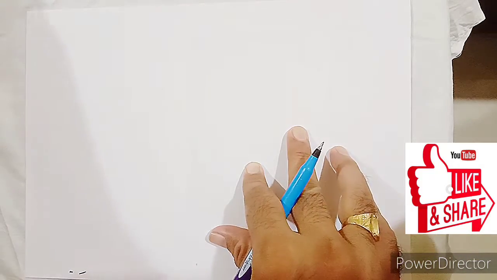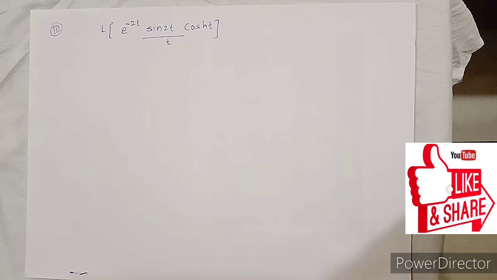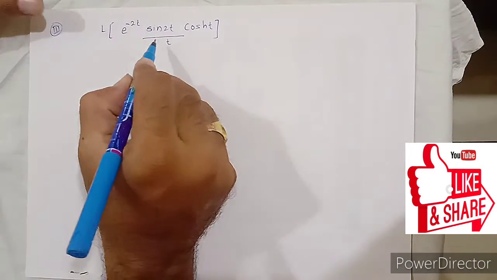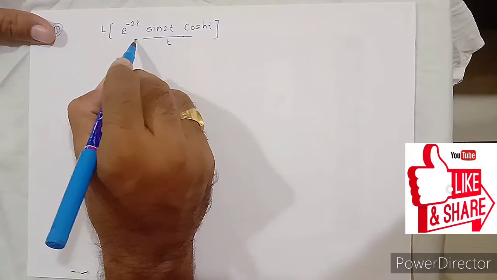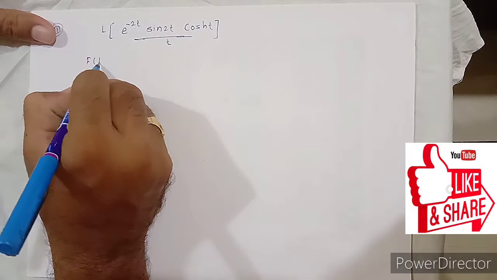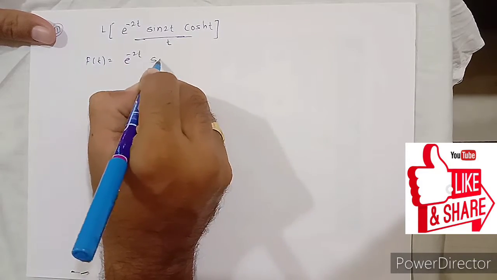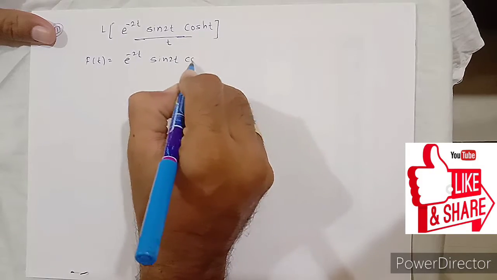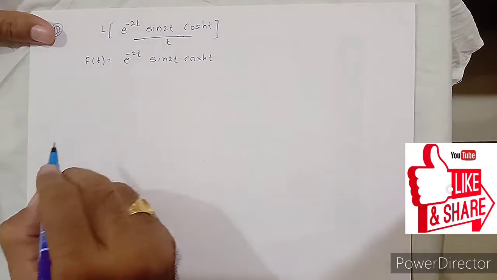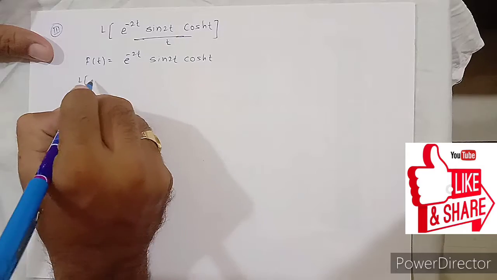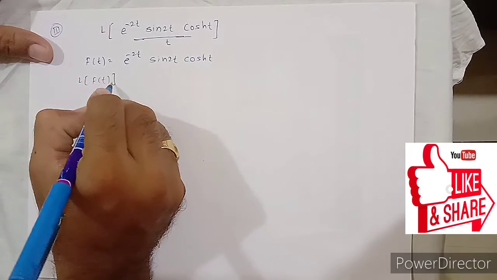Now we move on to the next example. So it is our third example. So again t is divided here. That means we can get f of t. What is the f of t here? F of t is e raised to minus 2t sine 2t cos hyperbolic t, right? So we are going to find out Laplace transform of f of t.